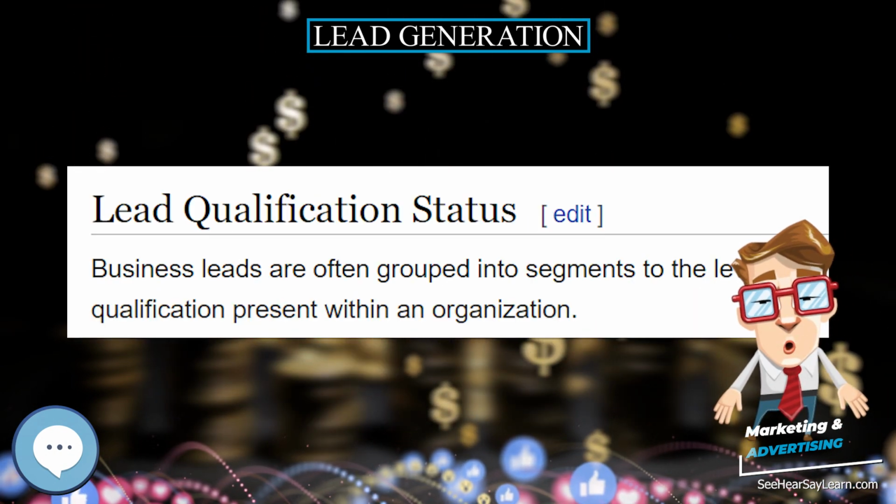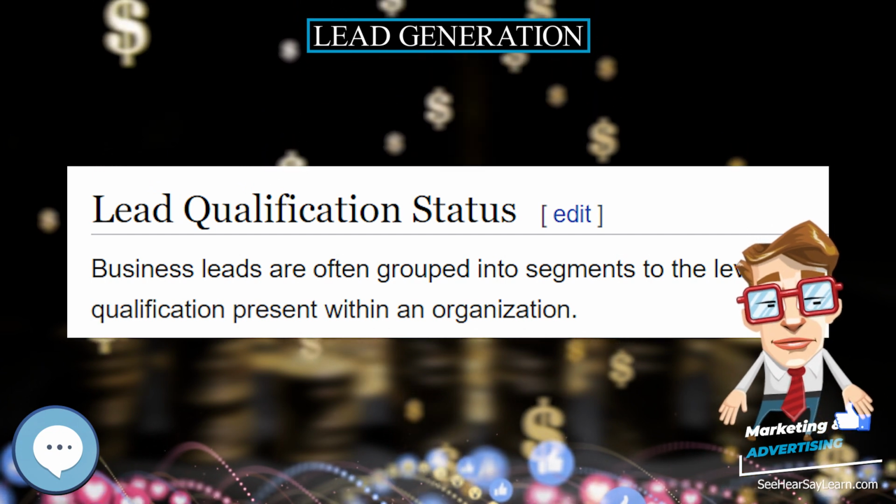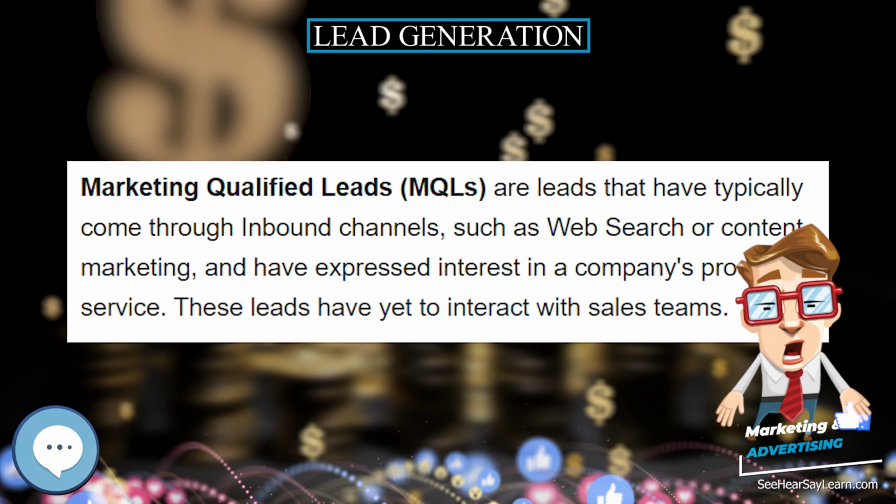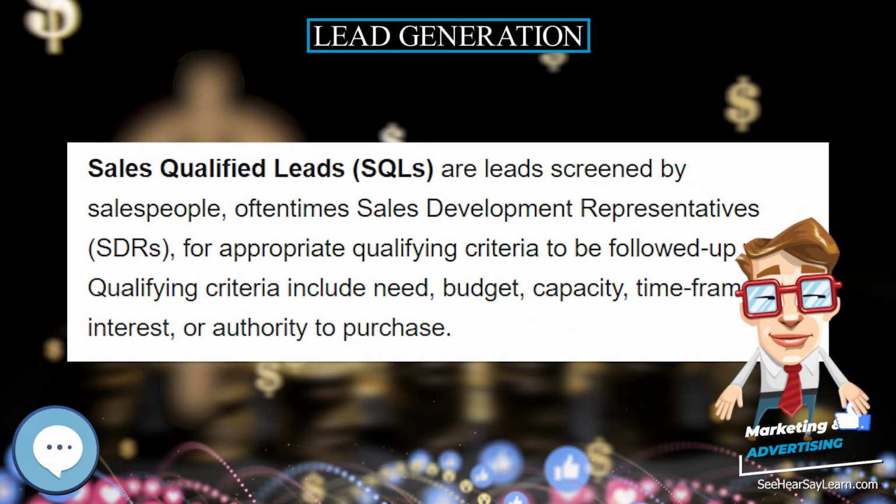A common advertising metric for lead generation is cost per lead. The formula is cost divided by leads. For example, if you created 100 leads and it cost $1,000, the cost per lead would be $10.